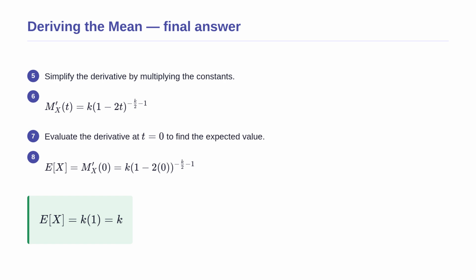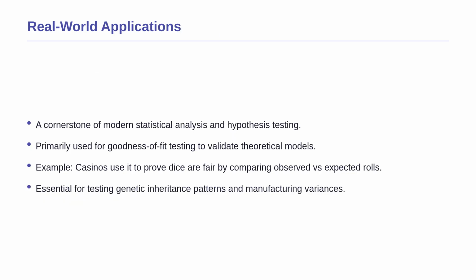The final step is to evaluate this derivative exactly at a t value of 0. We substitute 0 into the equation. The term inside the parentheses becomes simply 1, and 1 raised to any power remains 1. Therefore, our final expected value is simply k. The mean of a chi-square distribution is exactly equal to its degrees of freedom. So, we have proven that the mean equals the degrees of freedom.